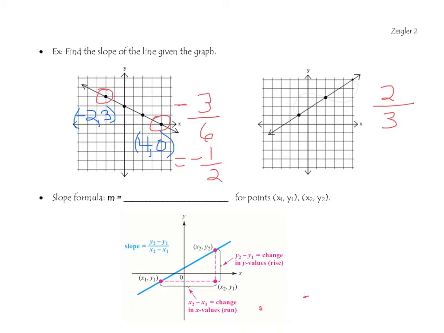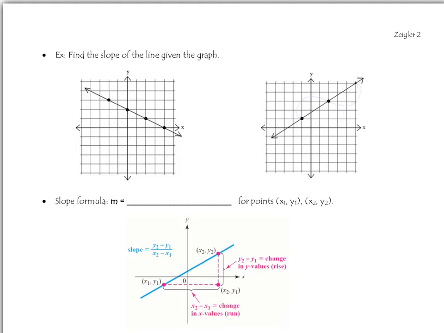So 3 minus 0 is 3, and -2 minus 4 is -6. So in these two graphs, you have, in the first case, a line that has a negative slope because it runs downhill from left to right. In the second case, you have a line that has a positive slope because it runs uphill from left to right. And we need to find what the value of the slope is.